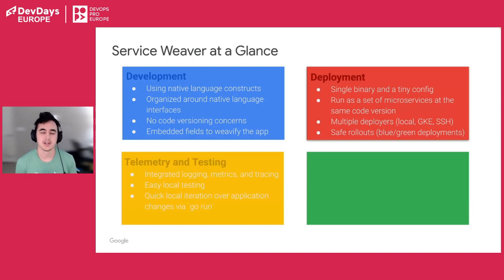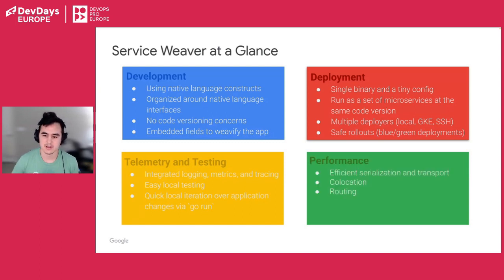Next up, telemetry and testing. So this is, I've written my application, I've deployed it, and now I want to make sure it's doing what I expect it's doing. And when it's not doing what I expect it to do, I want to understand what's going wrong and why it's happening.